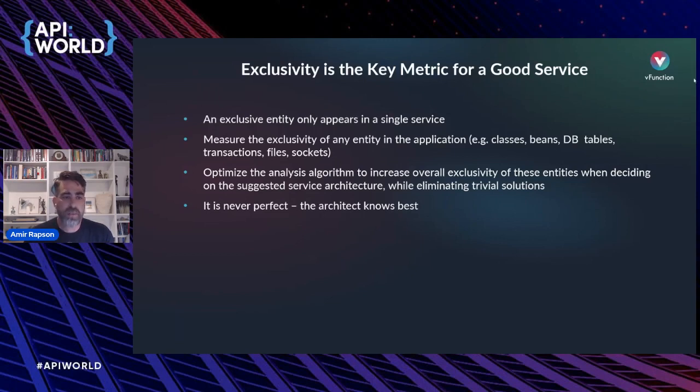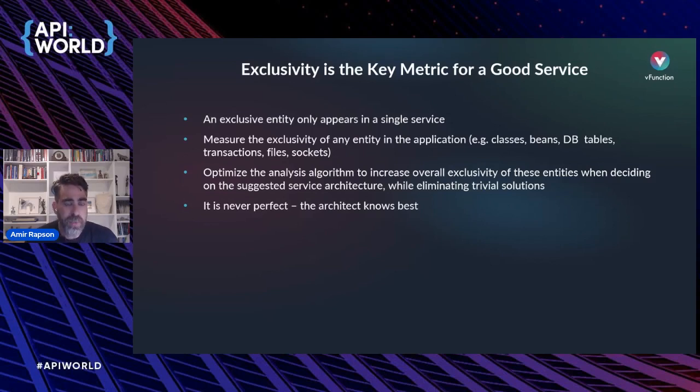There is also the matter of extracting a service. When you want to take these classes and remove them from the monolith, you want to do one of two things: either simplify the monolith or reduce it in size. So if a class can be exclusive to a service, then you can remove it from the monolithic application, add it only to the service, and decrease the size of the monolith.